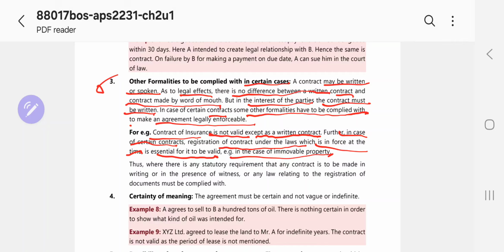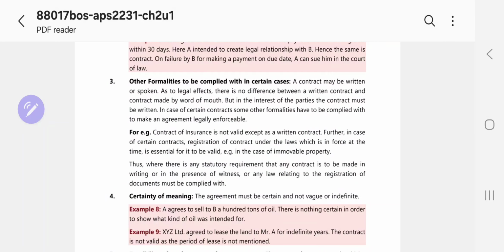Thus, where there is any statutory requirement that any contract is to be made in writing or in the presence of witness, or any law relating to the registration of documents, it must be complied with. Here, what they have mentioned is that a contract is either written or oral. An oral contract is also a contract and a written contract is also a contract. In order to be safe, or in order to prove the agreement between both the parties, there should be written terms and conditions somewhere.